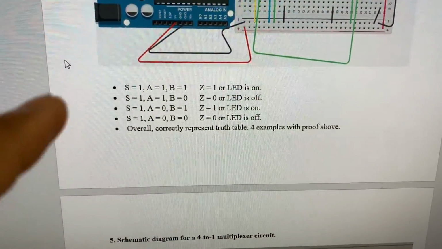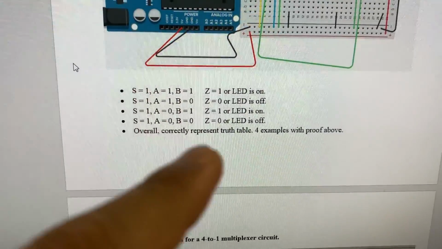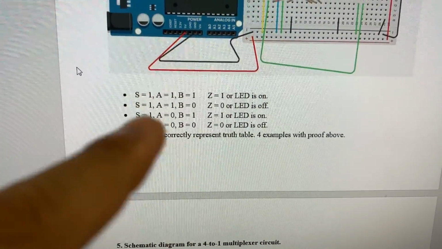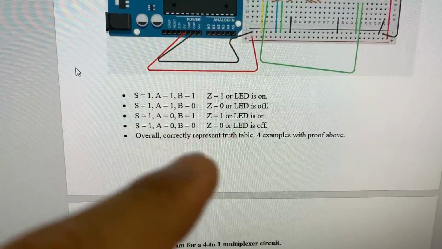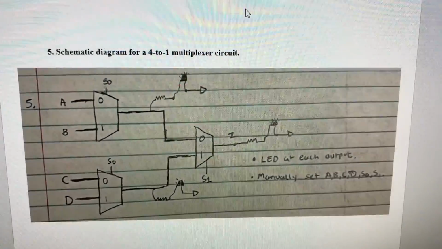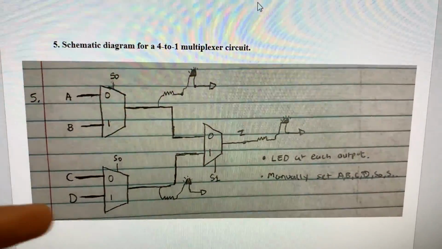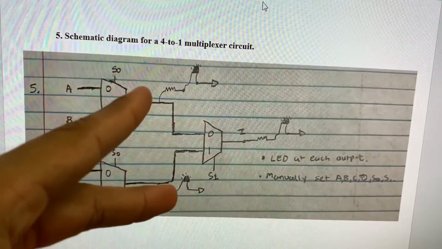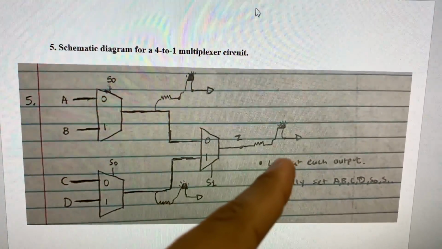In the interest of time, I can't show these other cases, but I went through and checked that they were true, so I just listed them right here. And these also represent the truth table. So this is question 5, and I have the 2 muxes right here, the 2 outputs right here, the final output and the final LED.